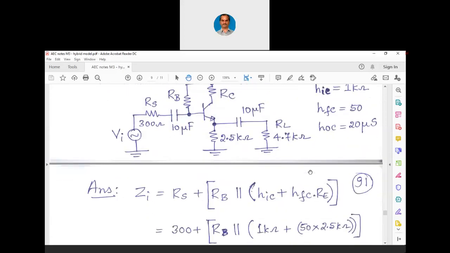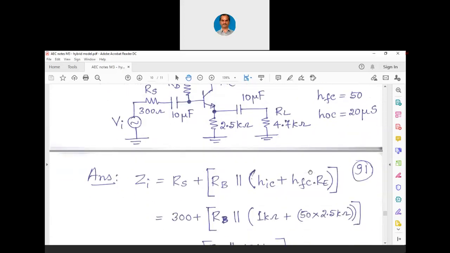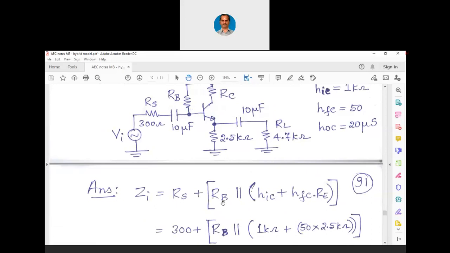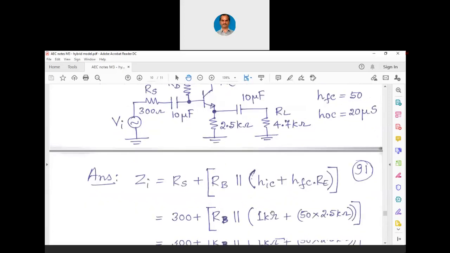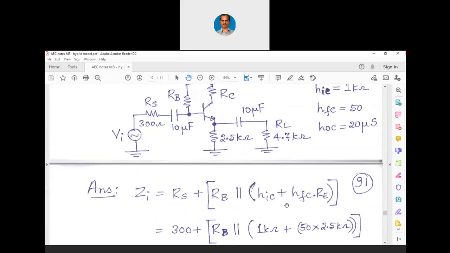Let us see. Now, Zi is Rs plus RB parallel with HIC plus HFC into RE. The input impedance, we already have an expression for input impedance, plus there is this series resistance. So we have 300 plus RB parallel with 1 kilo ohms plus 50 into 2.5 kilo ohms. But in this circuit, the value of RB is not given. Let us simply proceed and let us see what we will arrive at.